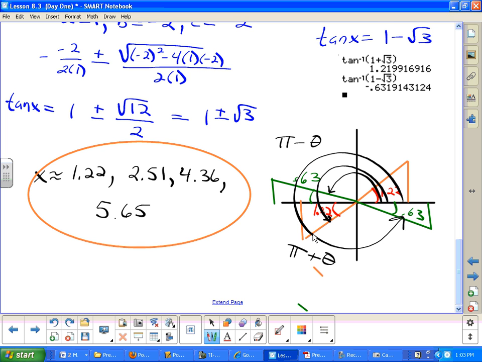You can use the note cards that you have, but not the unit circle. You cannot put the unit circle on a note card.